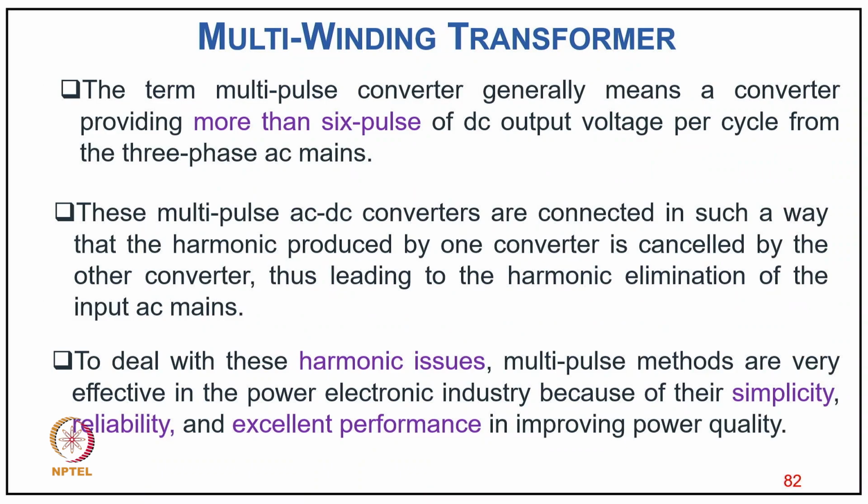So the term multipulse converter generally means a converter providing more than 6 pulses of DC output voltage per cycle from the 3-phase AC mains. These multipulse AC-DC converters are connected in such a way that the harmonics produced by one converter are cancelled by the other, thus leading to harmonic elimination at the input AC mains. To deal with these harmonic issues, multipulse methods are very effective in the power electronics industry because of their simplicity, reliability, and excellent performance in improving power quality.